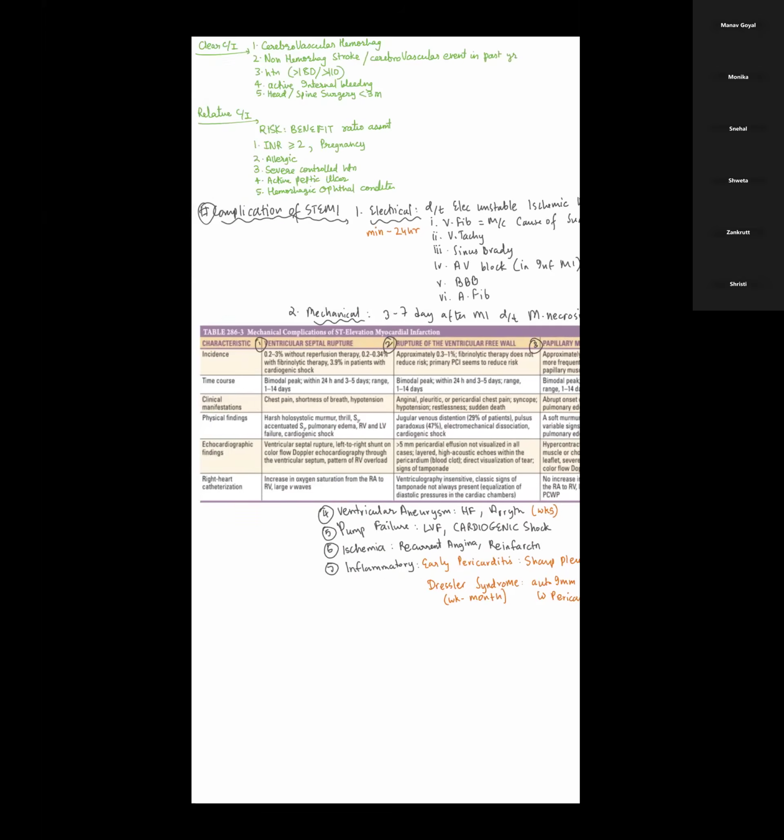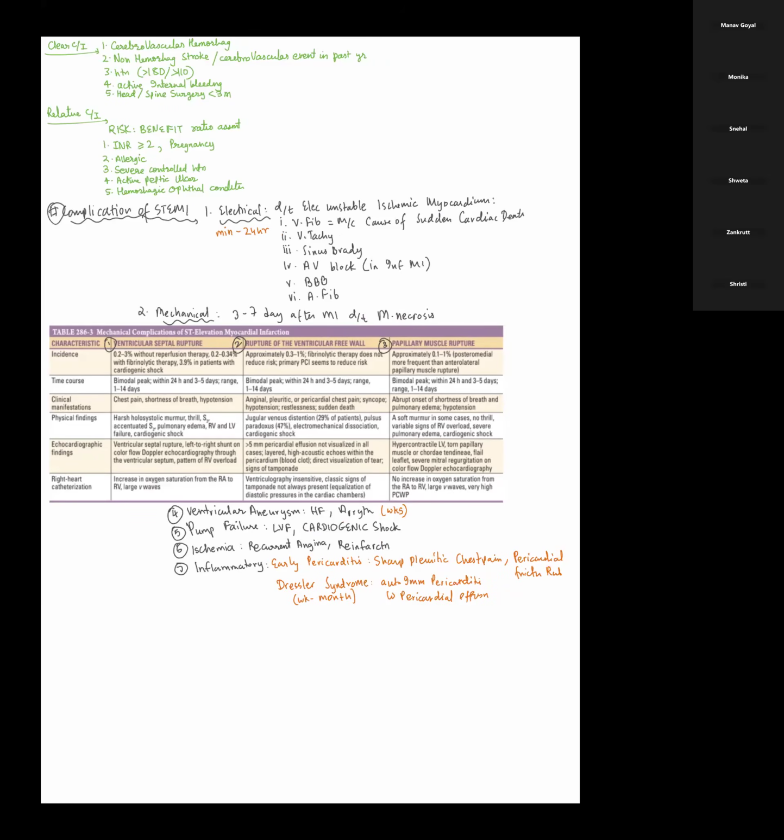Shri, now should I go with the treatment part of unstable angina and IHD? Yes, everything?